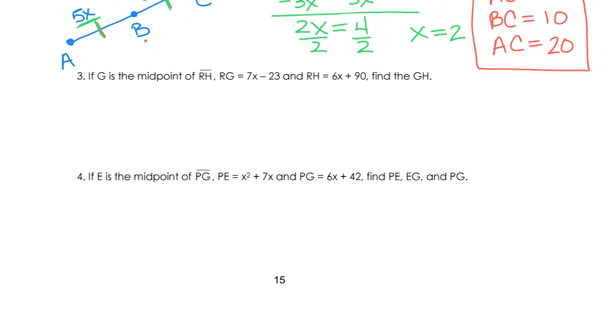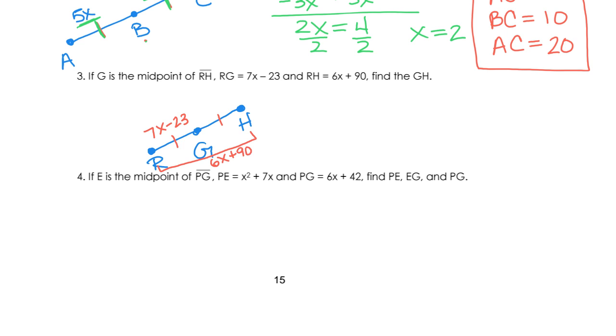It says if G is the midpoint of RH, and again, RH has a bar above it, so RH must be a line segment. And it says G is the midpoint. So again, we're going to put G right in the middle. And then we're going to go ahead and put tick mark and tick mark. So we know G is smack dab in the middle of 2 congruent segments. Then they go ahead and tell us that RG is 7x minus 23. And RH, RH is the whole thing. So we're going to use our bracket and put our 6x plus 90 underneath it.